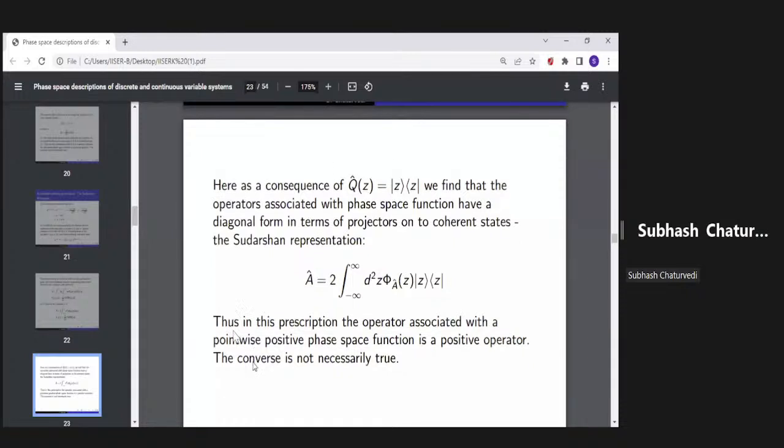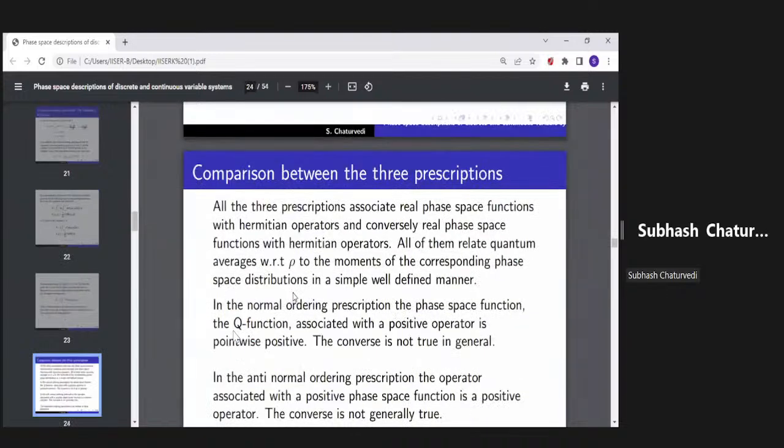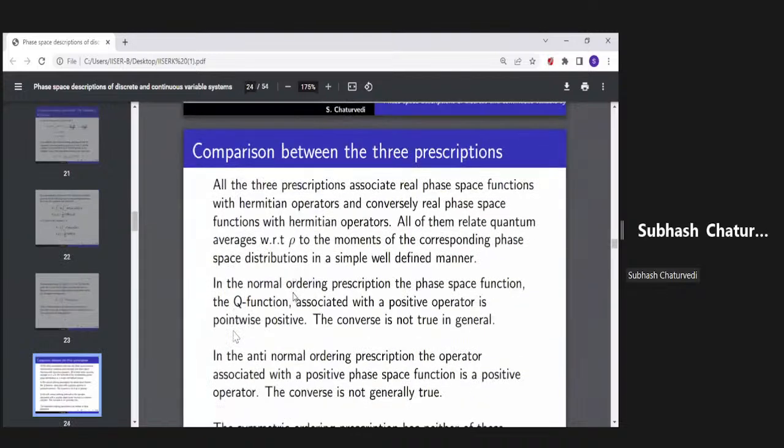All right. So now, as an immediate consequence of this, if the phase space function you are dealing with is a pointwise positive function, then this rule associates with it a positive operator on the Hilbert space. Now let me give you some comparison between the three prescriptions.